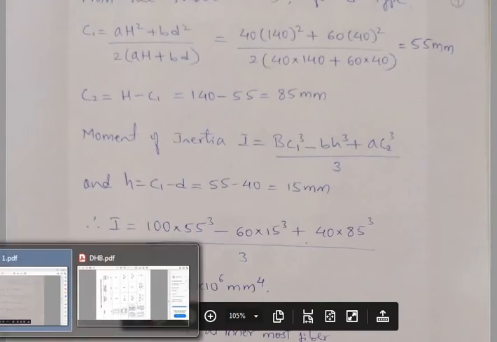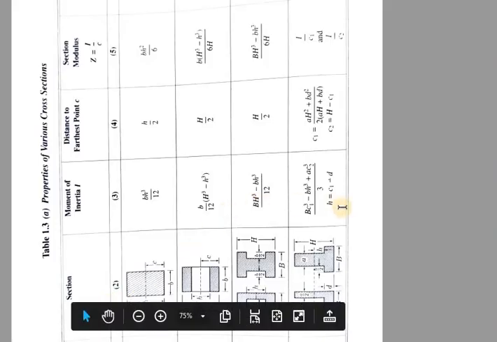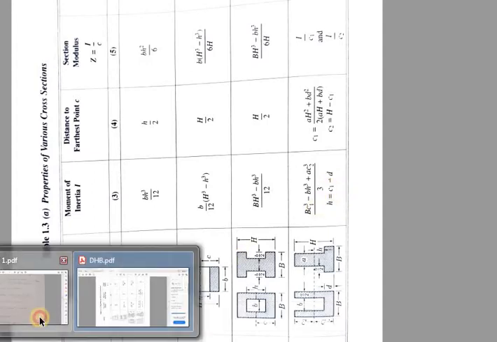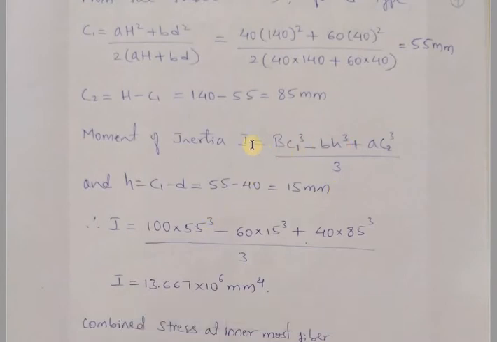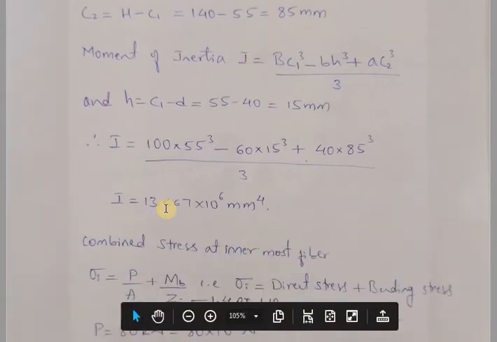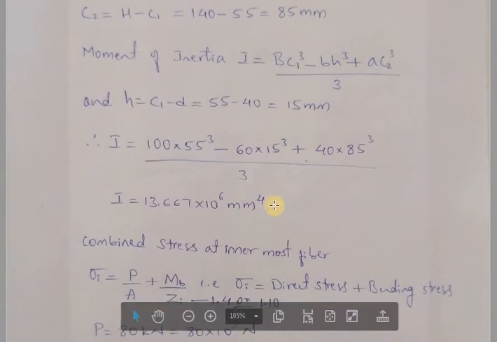Here you can see in the data handbook, small h is equal to C1 minus d. From here we pick the equation, that is 15 mm. Substituting all these parameters for calculating the moment of inertia, we will get 13.667 into 10 raised to 6 mm raised to 4.